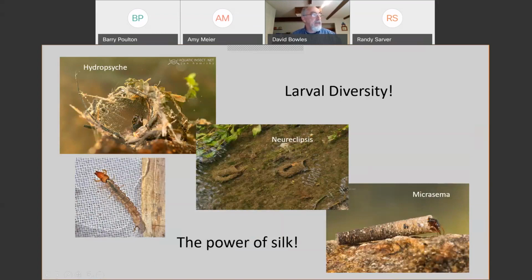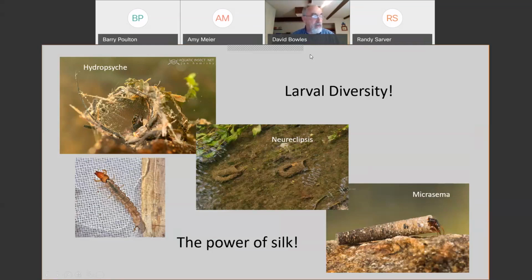We have the catch net makers and the tube retreat makers you see in the top left and the middle. And then we also have the case makers. All of those use silk in one form or another to make those structures. And then on the lower left, that's a Rhyacophilidae larva. They do not make retreats or cases. They are free living, but they still use silk.